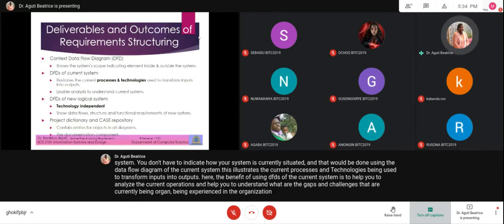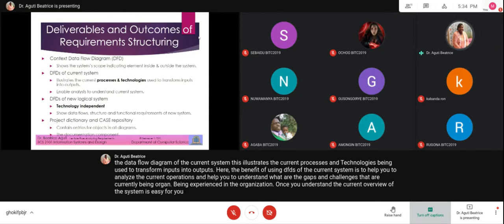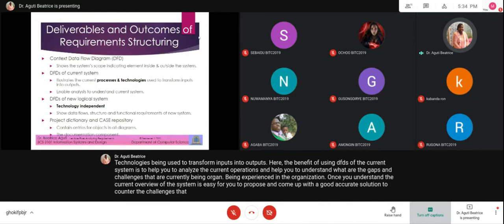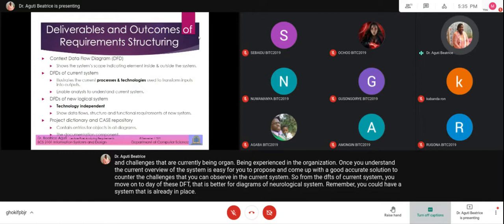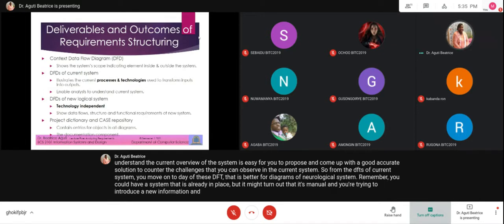Once you understand the current overview of the system, it's easy for you to propose and come up with a good, accurate solution to counter the challenges that you can observe in the current system. So from the DFDs of current system, you move on to DFD, that is data flow diagrams of new logical system. Remember, you could have a system that is already in place, but it might turn out that it's manual and you're trying to introduce a new system, which is software based.